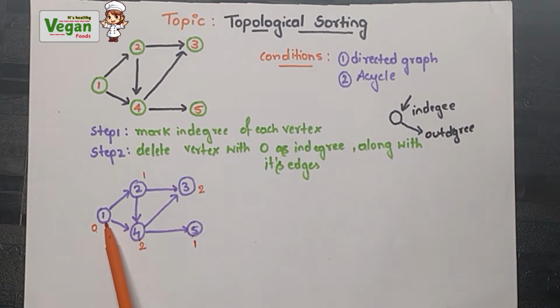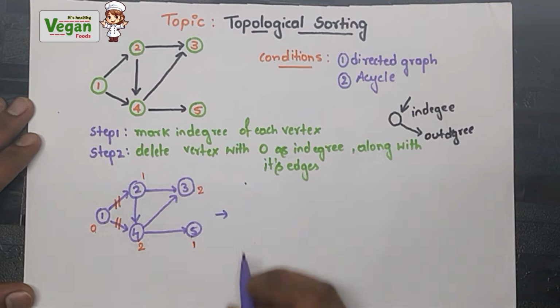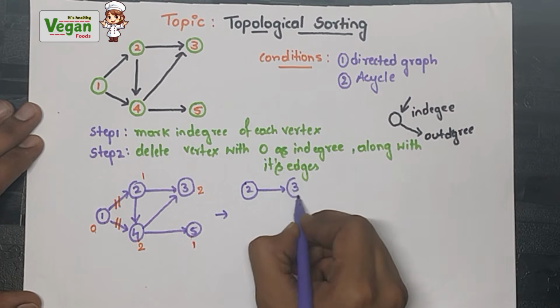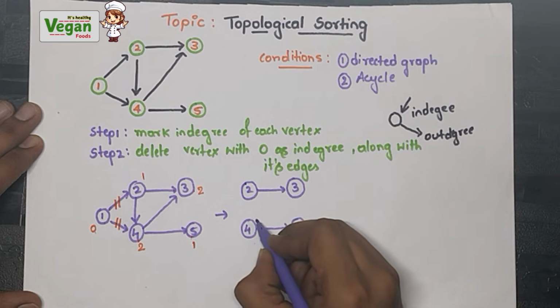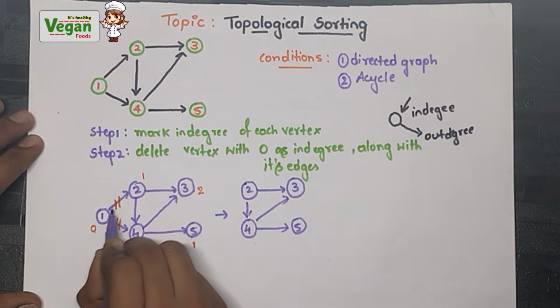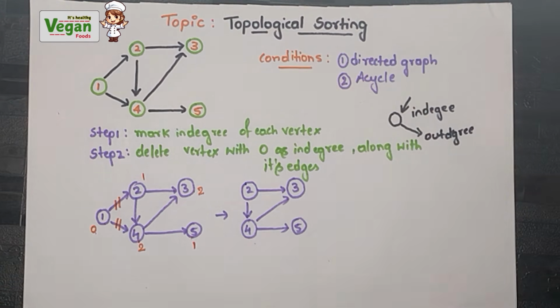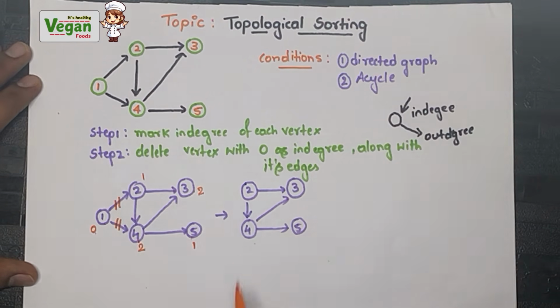What is the in degree of the first vertex? It is 0. Therefore I must delete this vertex along with its 2 edges. This will be the new graph: 2 is left, 3 is left, 4 is left and 5 is left. We must also delete the edges coming from the vertex with 0 degree, so we also deleted these 2 edges. Now this is required. Now apply these 2 steps to this graph.